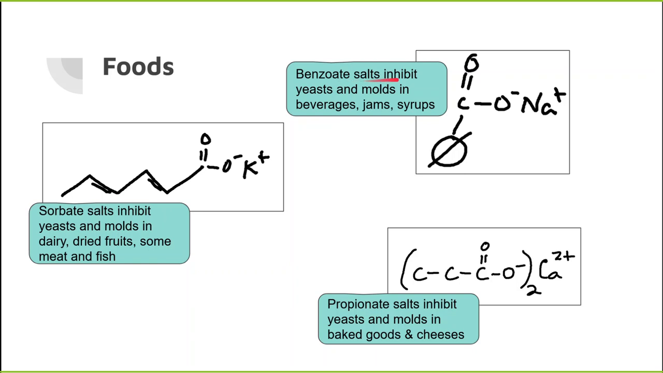A benzoate salt is where you've got a benzene ring with the carboxylic acid salt group on it. So again, here we have this O minus because the hydrogen's come off. This is called a benzoate. And with the sodium, these inhibit yeast and molds in beverages, jams, and syrups quite often.